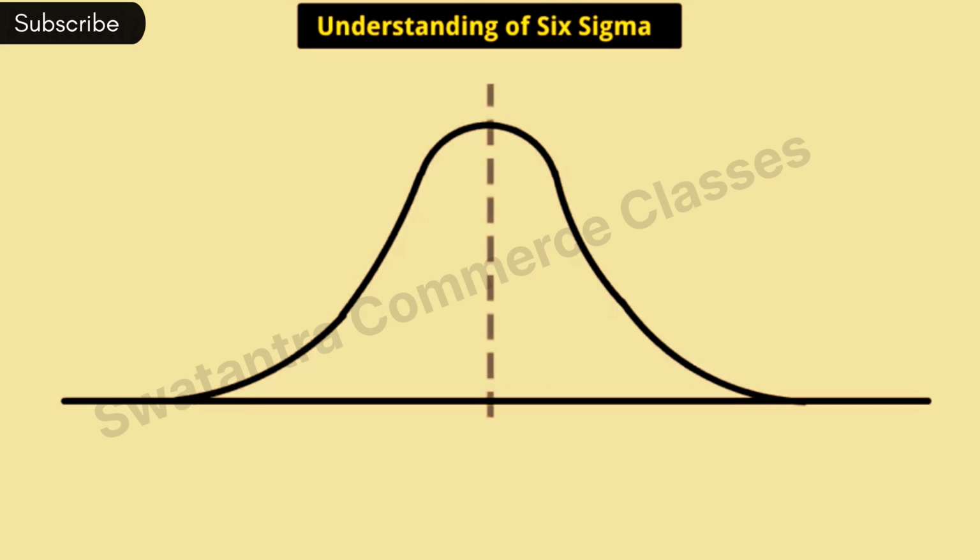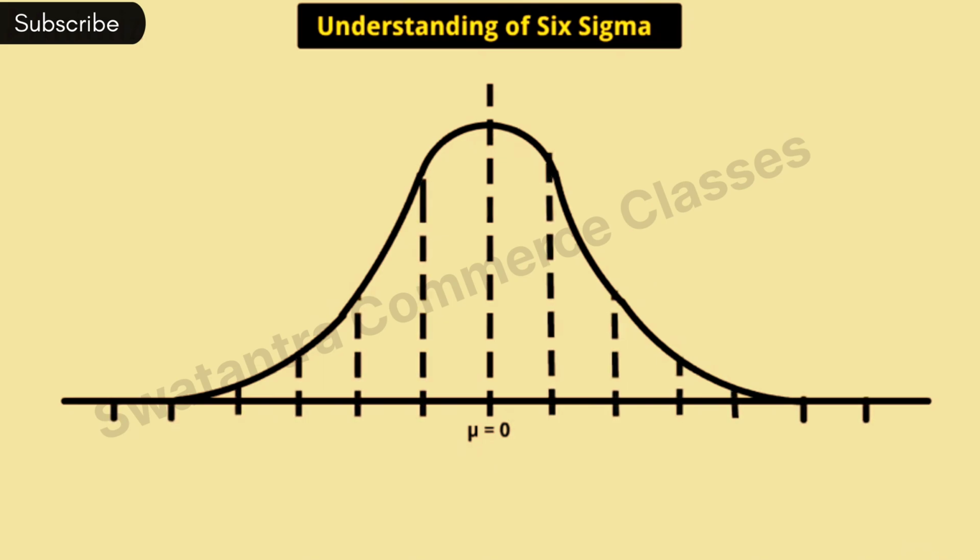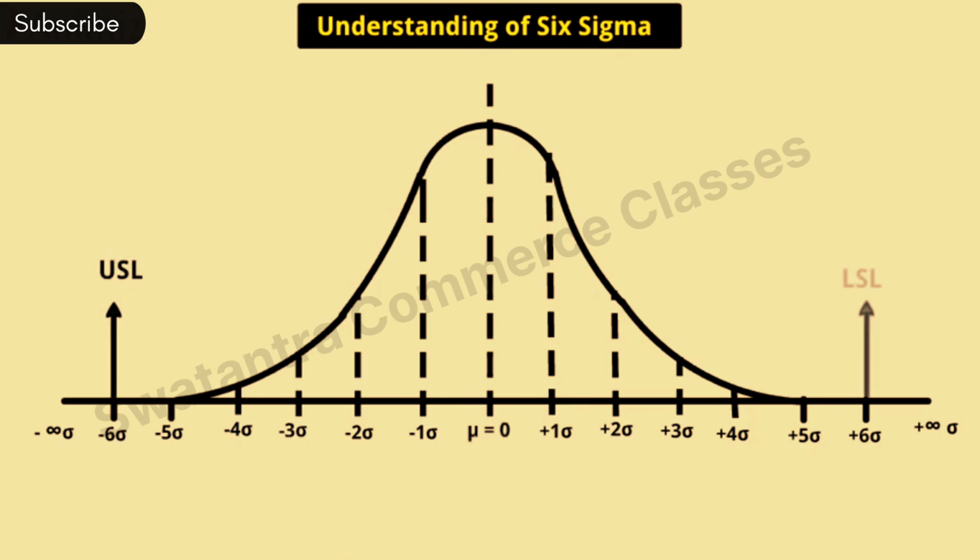This straight line is the mean line, represented by mu equal to 0, with the horizontal axis showing distance from the mean denoted in units of standard deviation, which is represented as sigma. The upper and lower specification limits are at a distance of 6 sigma from the mean.